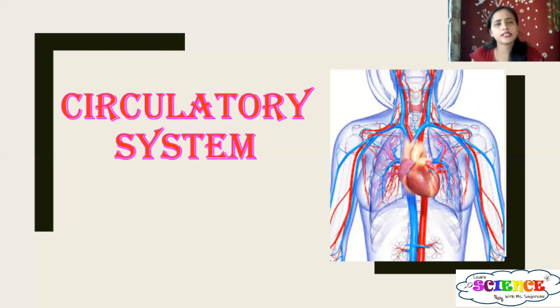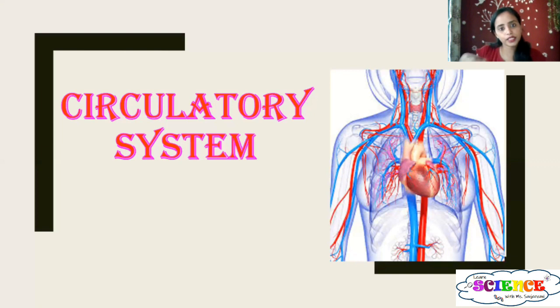Let us first understand the components of the circulatory system. What are the different components? First, there is a need of a medium which is going to transport substances. The medium is blood, right? One of the media is blood. There are more fluids, but the first important fluid is blood.